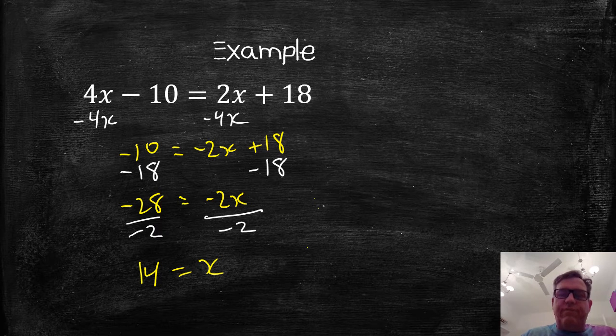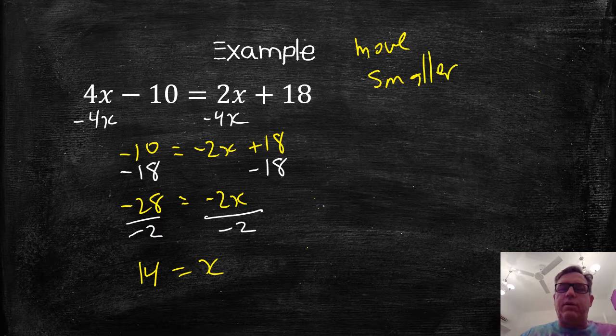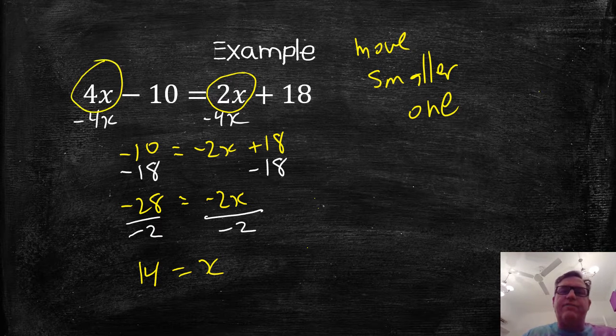So the very simple rule, when you have x's on both sides and you're trying to decide which side to move them to, there's one simple rule I like to remember, and that is simply move the smaller one. In this case, I have a 2x on the right and a 4x on the left, so I'm going to move the smaller one. Again, it doesn't matter technically, but by moving the smaller one, you reduce the number of negatives that you might have to deal with.